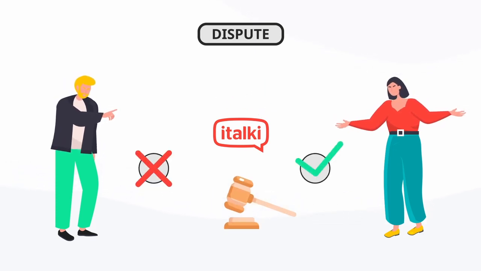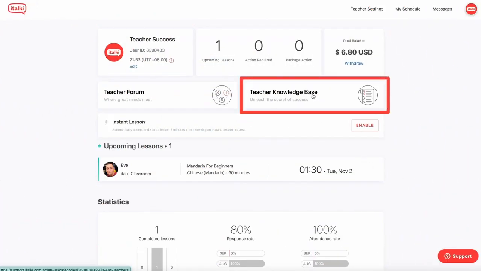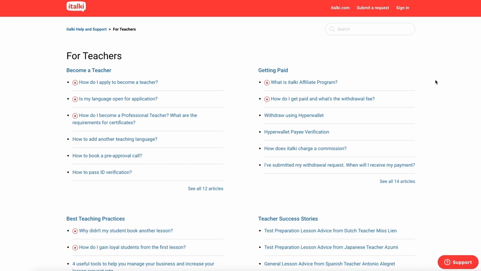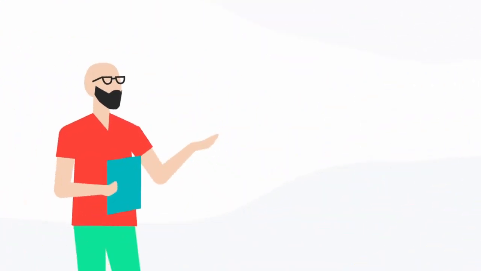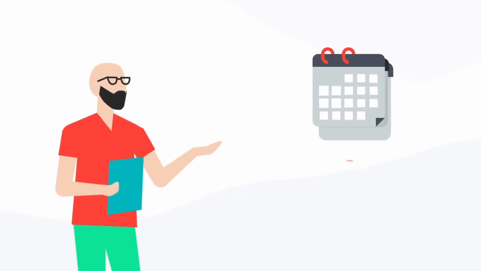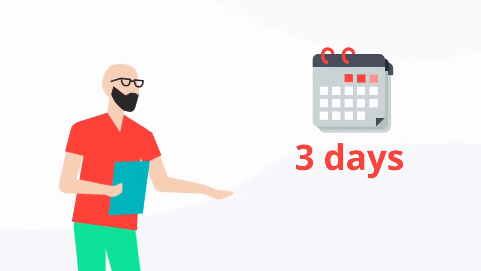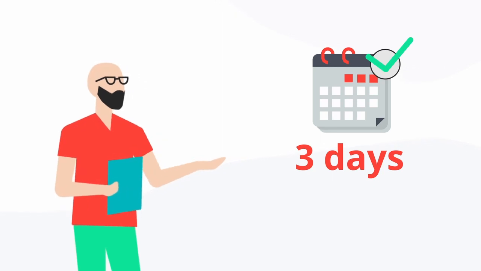Please remember that all Italki decisions are final. More details about how lesson problems and disputed lessons are processed can be found in the relevant articles in our teacher knowledge base. Do not forget you have 3 days to report a lesson problem. Otherwise, the system will automatically confirm the lesson was complete.